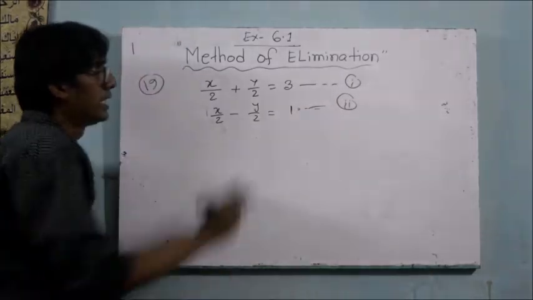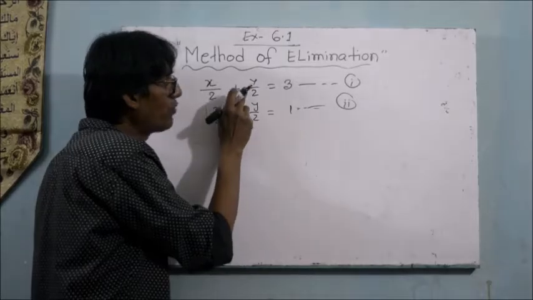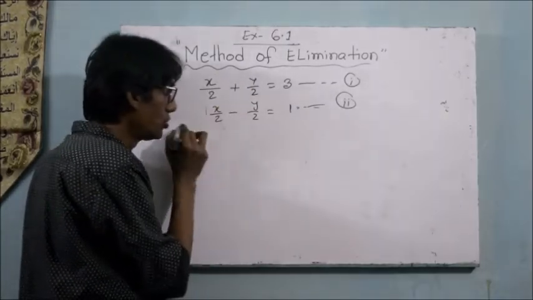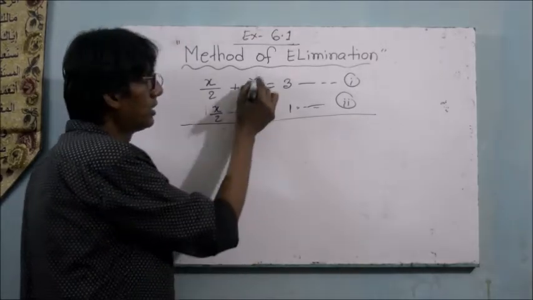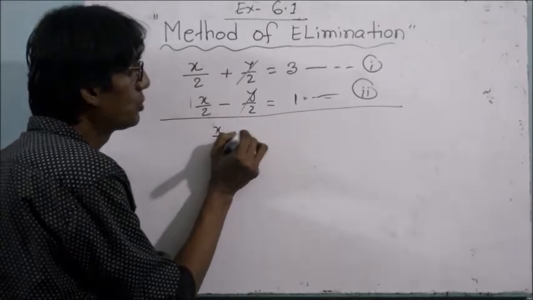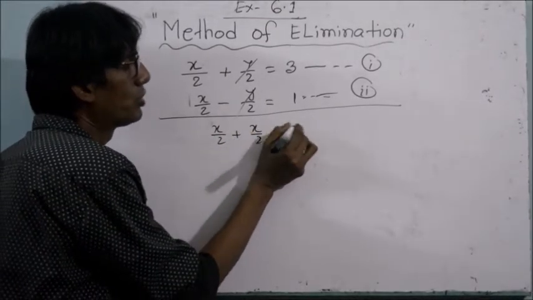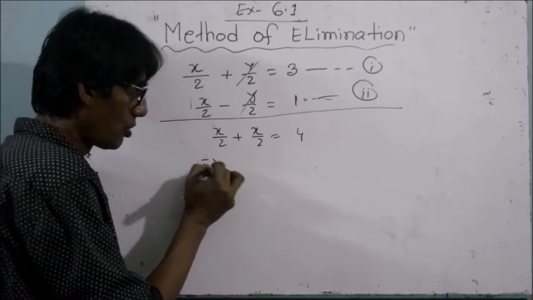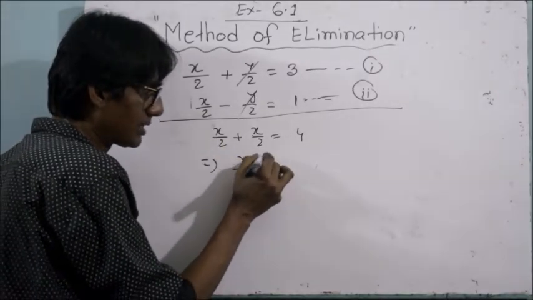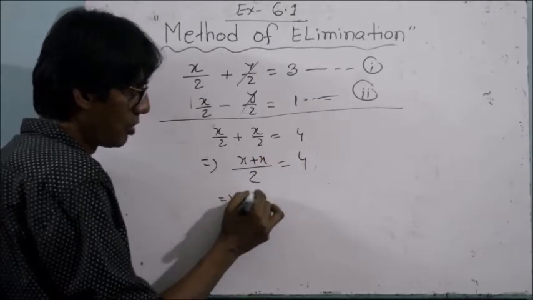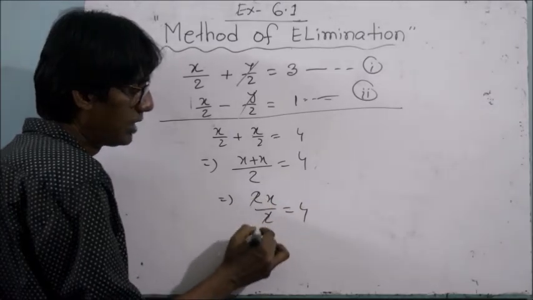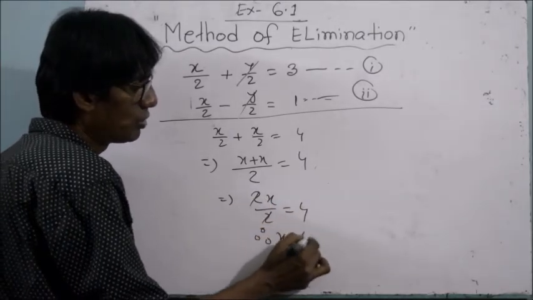Observe here. The coefficient of the y variable is the same, and the sign is opposite. So if we add these two equations, then it will be omitted or eliminated. Then x by 2 plus x by 2 equal to 4, or x by 2, LCM 2, so x plus x equal to 4, or 2x by 2 equal to 4. Therefore x equal to 4.